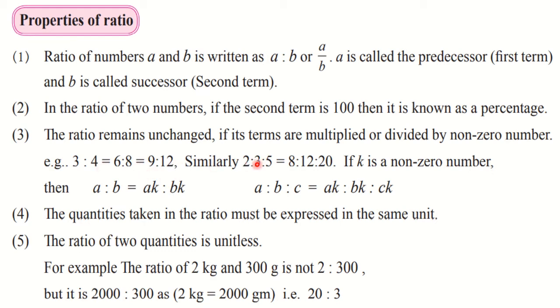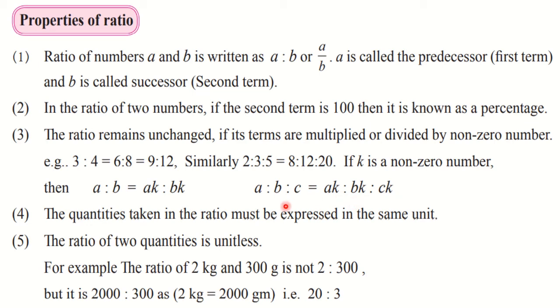And the same thing is applicable for three numbers also. Okay, it is applicable to two numbers, it's applicable to three numbers, four numbers also. So always A is to B we can write as AK is to BK, or A upon B is equal to AK upon BK. As I have said, this K is called the common multiple. Similarly, for A is to B is to C, it's the same as AK is to BK is to CK.